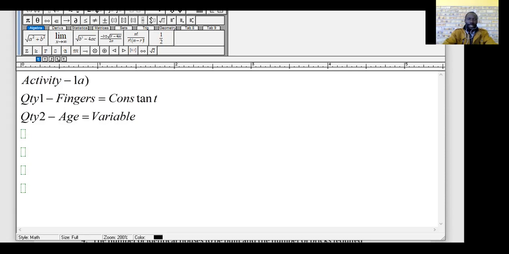So that is the next case. Right. So now in the second case, still under activity one, we are supposed to show if these two quantities are related. Are these two quantities related? Is your age related to the fingers? The question is how, if they are related.